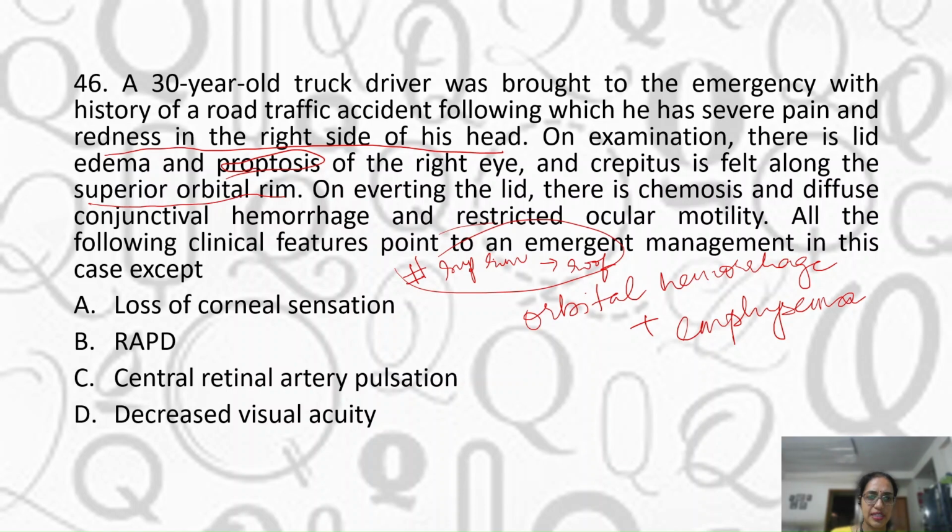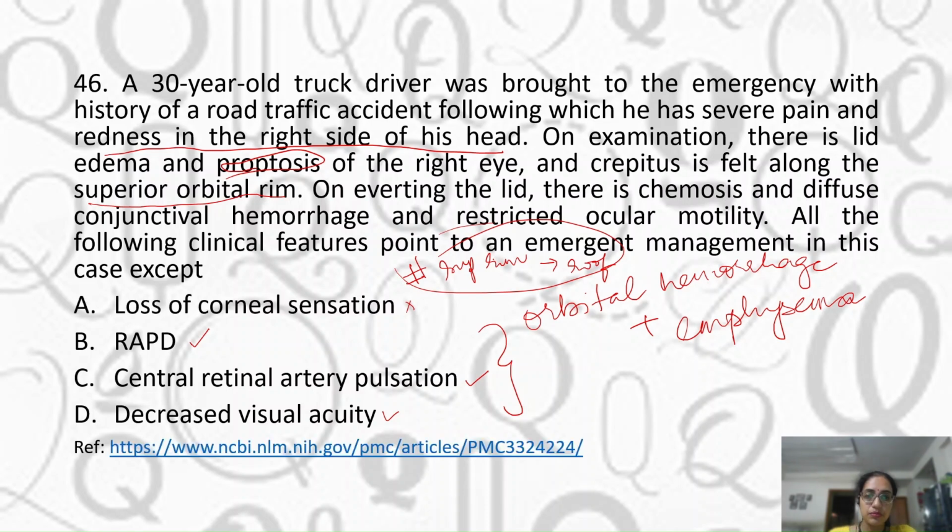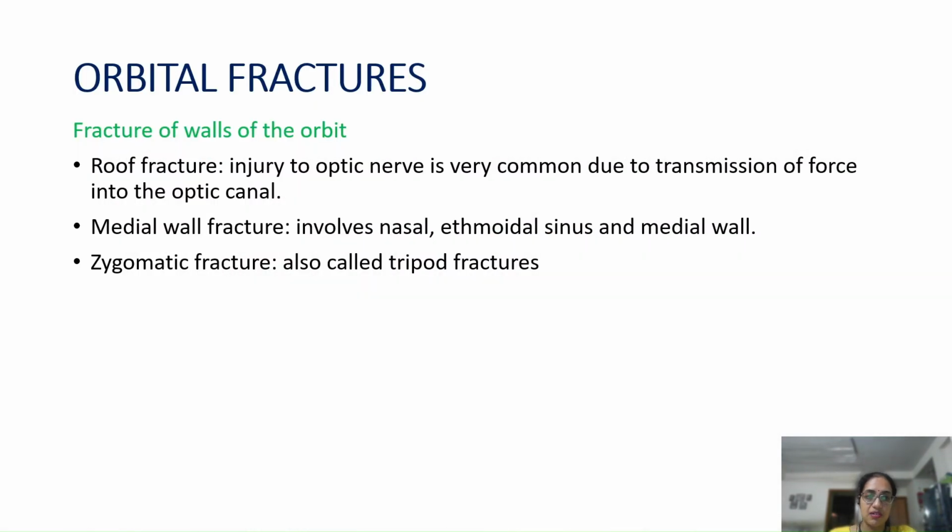Loss of corneal sensation. That's not important at all. RAPD, yes, because it is a function of the optic nerve function. Central retinal artery pulsation, yes, so it kind of reflects the amount of intraorbital pressure. Decreased visual acuity, yes. So these three are important factors when you are looking at an orbital trauma. So we are not really worried about corneal sensations in this case. Okay, so the right answer is A.